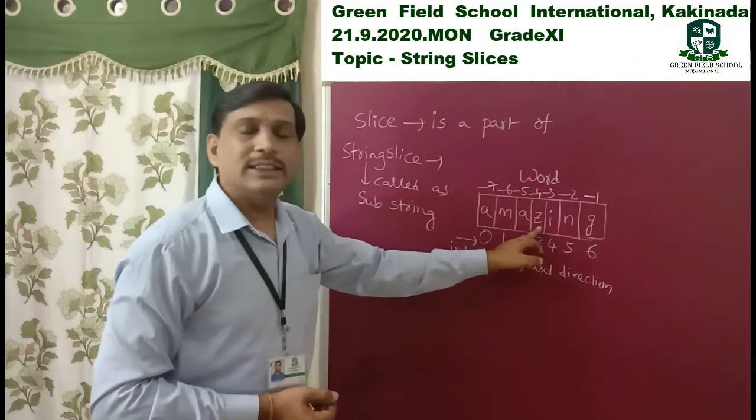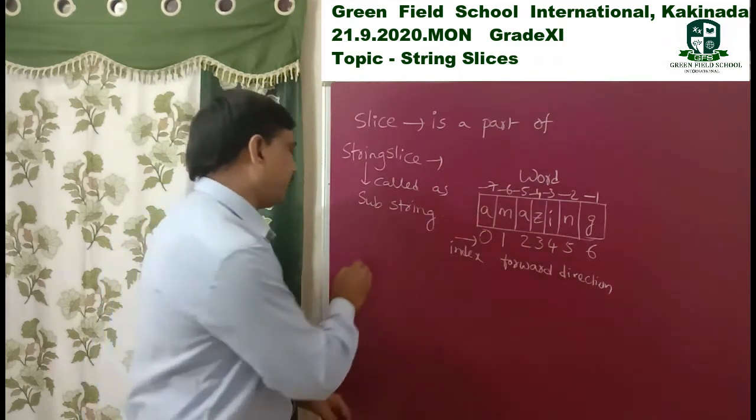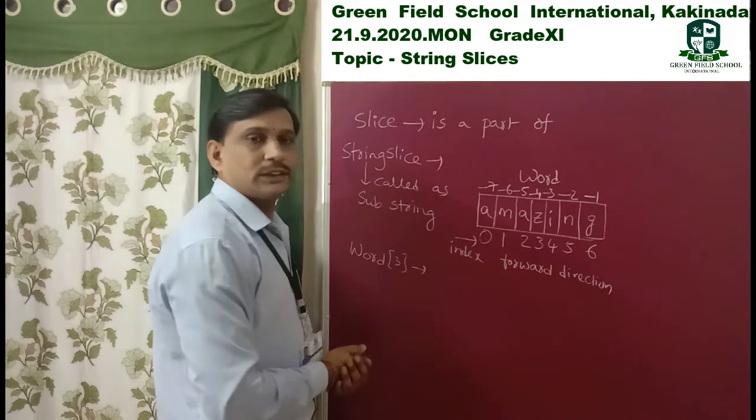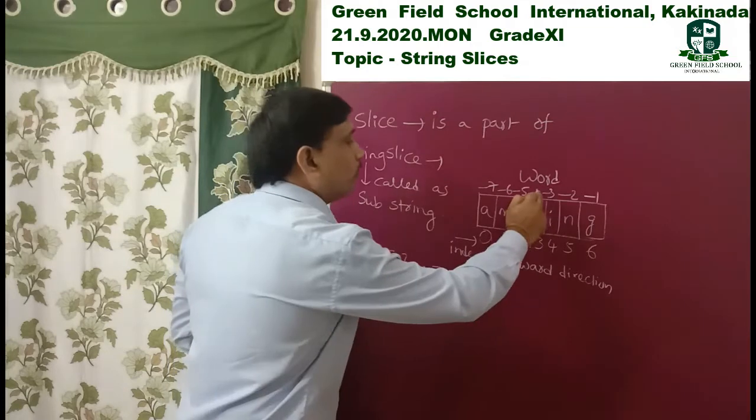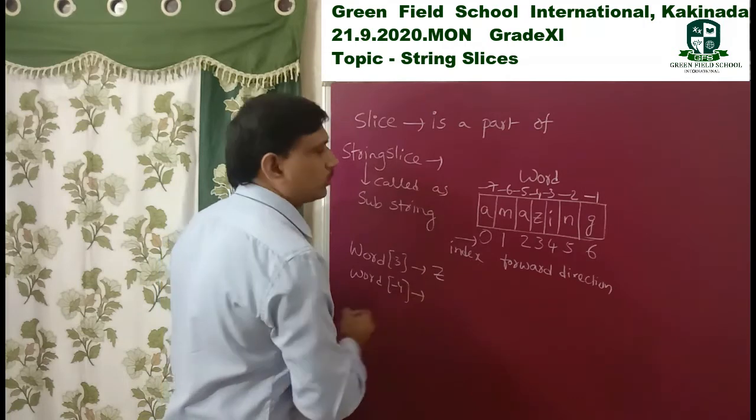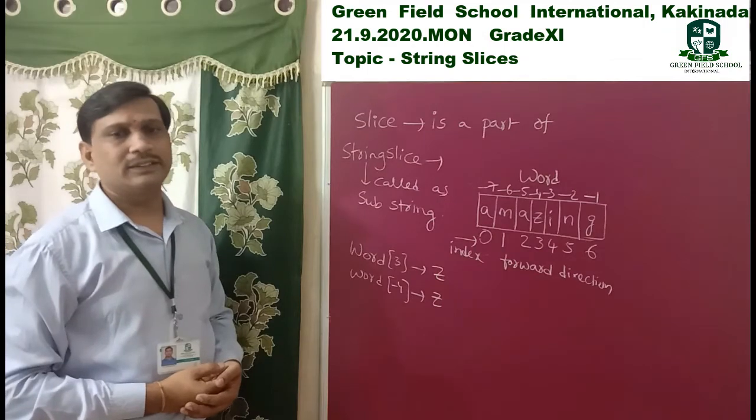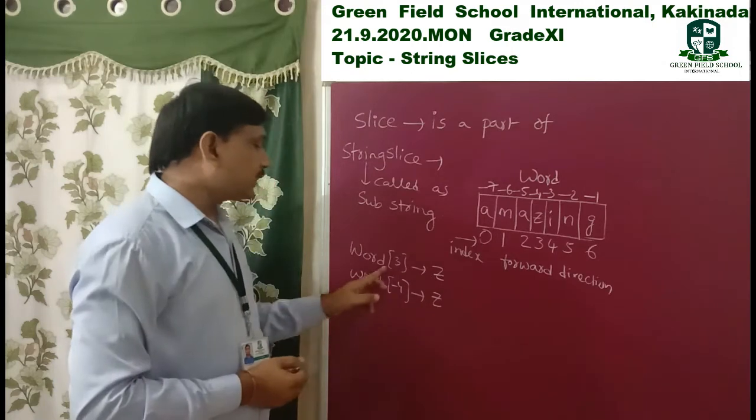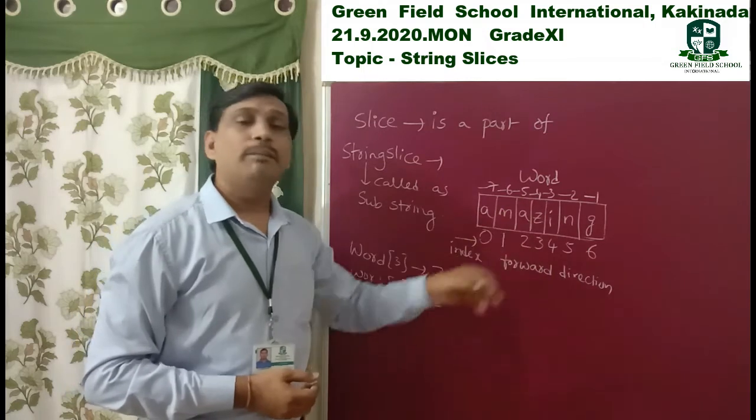Suppose I access this Z. How do we access it? word of 3. Word of 3 means Z, or otherwise word of -4 is also Z. So we can access a single character, or all the characters, by using the index, either forward direction or backward direction.